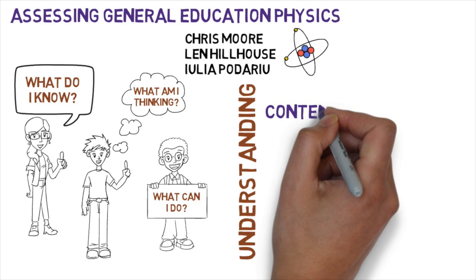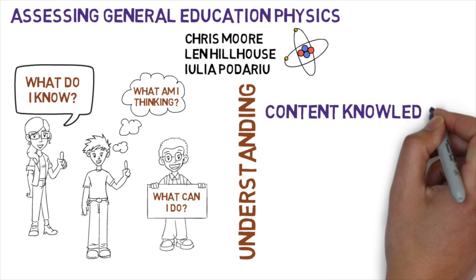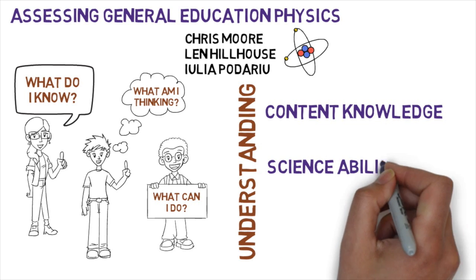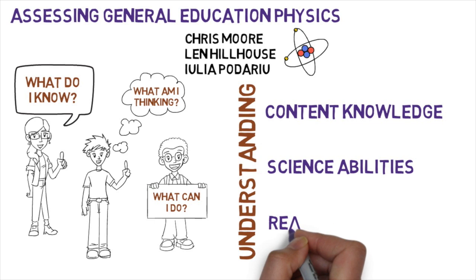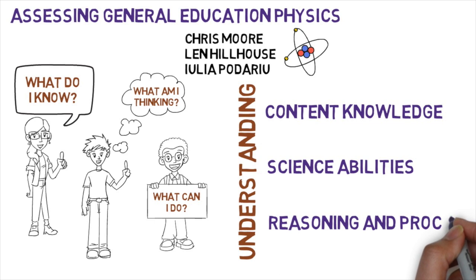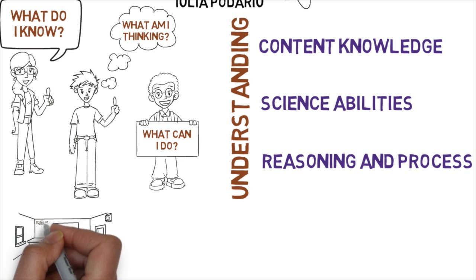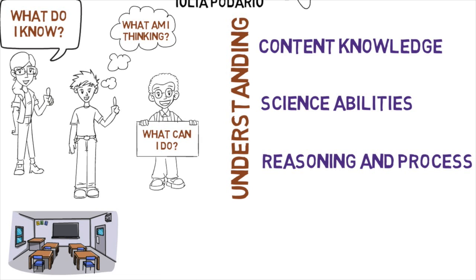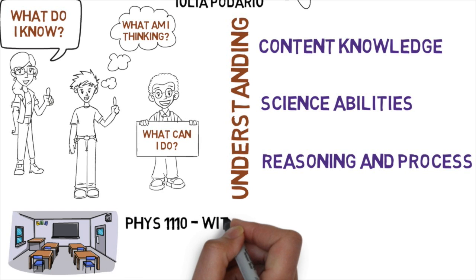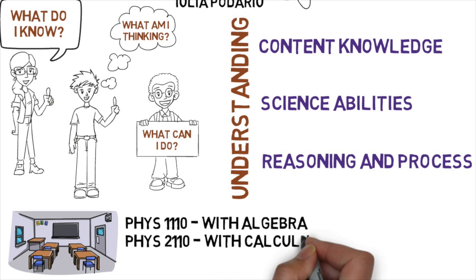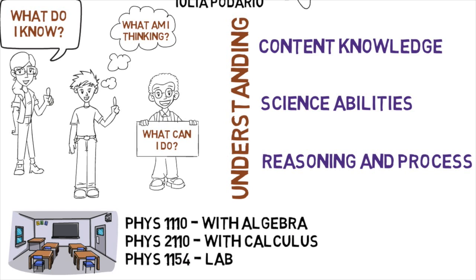When students have completed our courses, what new content knowledge do they possess? What new science abilities have they acquired? Has their thinking and process become more sophisticated? We decided that our first big dive into assessing student learning in our classrooms should be in the general education courses impacting science majors. These courses are the first semester algebra-based physics and calculus-based physics courses, and the accompanying lab course.